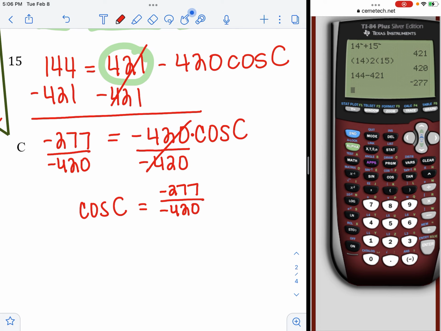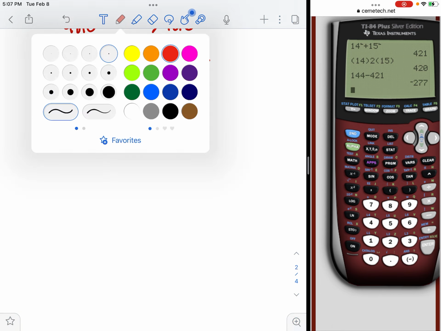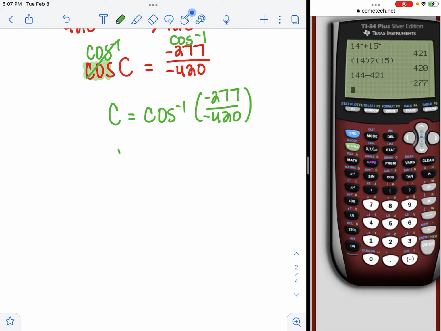Don't turn that into a decimal. It's not a nice decimal. I don't want to make it more difficult than it actually is. All right, now I'm ready to get angle C by itself. So to get angle C by itself, I have to get rid of cosine. How do I undo a cosine? We use cosine inverse. So I'll cosine inverse this side, cosine inverse this side. This cancels, and I have C equals cosine inverse of negative 277 over negative 420. And now I'm ready to put this in my calculator, and it'll give me the measure of angle C.